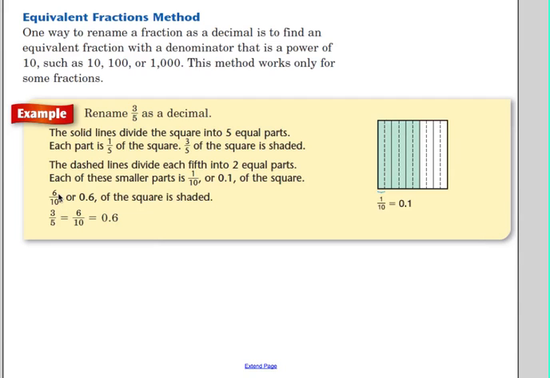Well, 6/10 as a fraction looks like this, but 6/10 as a decimal looks like this. And you say it the same way. So when you hear the fraction 6/10, you can also visualize the decimal 6/10. That's one way to rename a fraction as a decimal. And this is the way that you would need to use if you were not allowed to use a calculator.